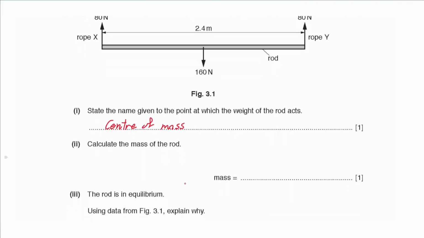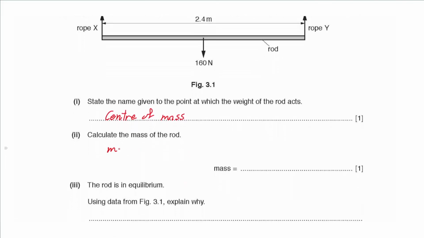Part (ii) says calculate the mass of the rod. The mass is equal to the weight divided by the gravity field strength. So we divide 160 by 9.8. That gives an answer of 16.3265. We can approximate that to 16 kilograms.